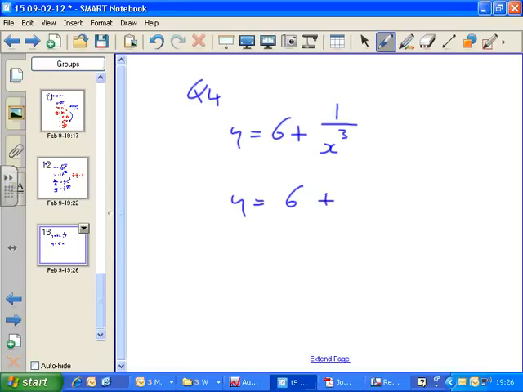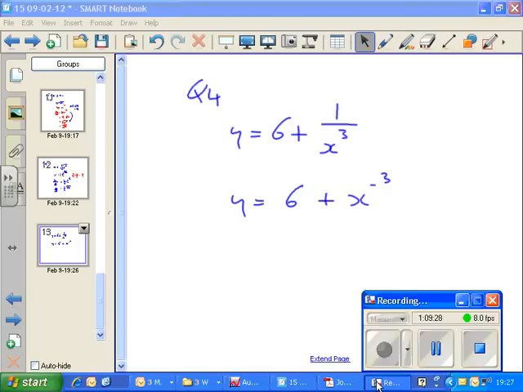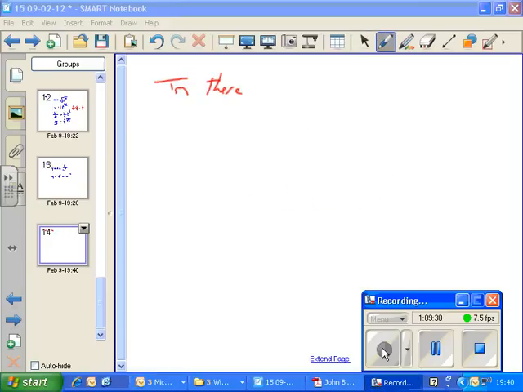X to the power of minus 3. Because the inverse is a negative power. And then we use the laws of indices, the laws of differentiation, to finish that. So see if you can finish that one off. Yeah, that's right. Constants disappear. Okay, I'll leave you to carry on with that one.